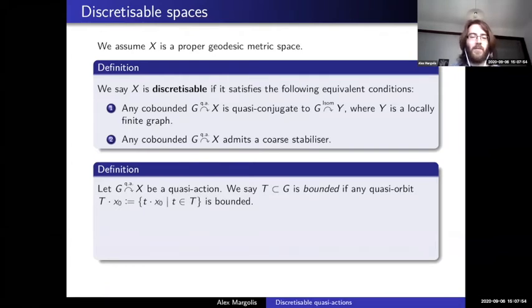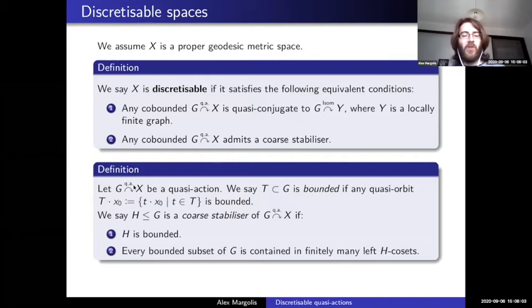This gives us a notion of what it means for a subset of the group to be small relative to this quasi-action. And then we say that a subgroup is a coarse stabilizer of the quasi-action if the following two things hold. We want the subgroup to be bounded, so we want the orbit of the point to be bounded under this quasi-action. And then we also want every bounded subset of the group to be contained in finitely many left H cosets.